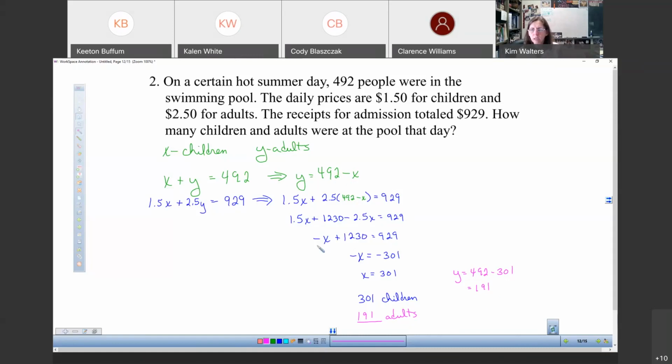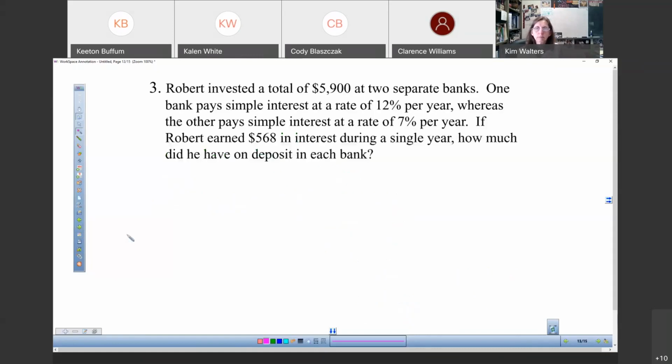All right. So we have an interest problem. And this is actually a simple interest problem. So this is not going back to those exponential equations that we had to use. This is going back to just simple interest. Robert invested a total of $5,900 in two separate banks. One bank pays simple interest at a rate of 12% per year, and the other pays simple interest at a rate of 7% per year. If Robert earns $568 in interest during a single year, how much did he have on deposit at each bank?